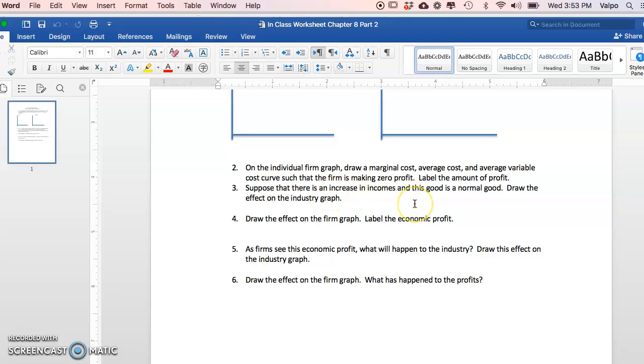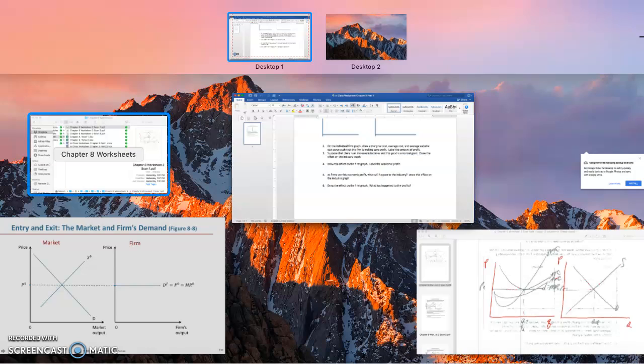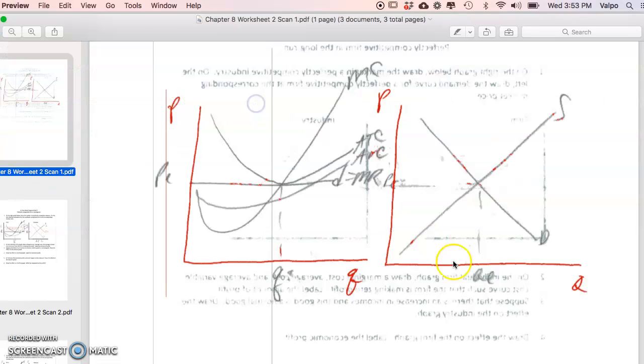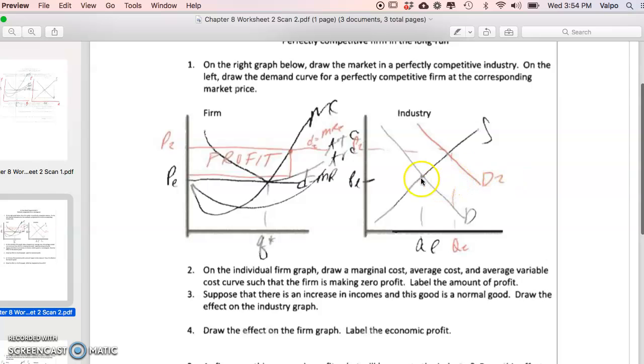Suppose there's an increase in incomes and that this good is a normal good. Draw the effect on the industry graph. That is a shift to the right in demand and price increases. So let me pull up my second scan here, which is a bit neater. So we see an increase in demand, and because of this, the market price increases, and the individual firm demand curve increases.